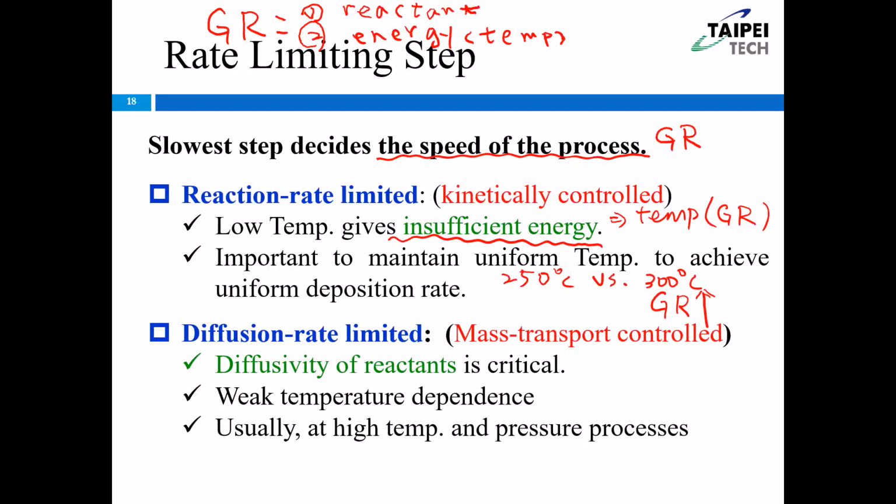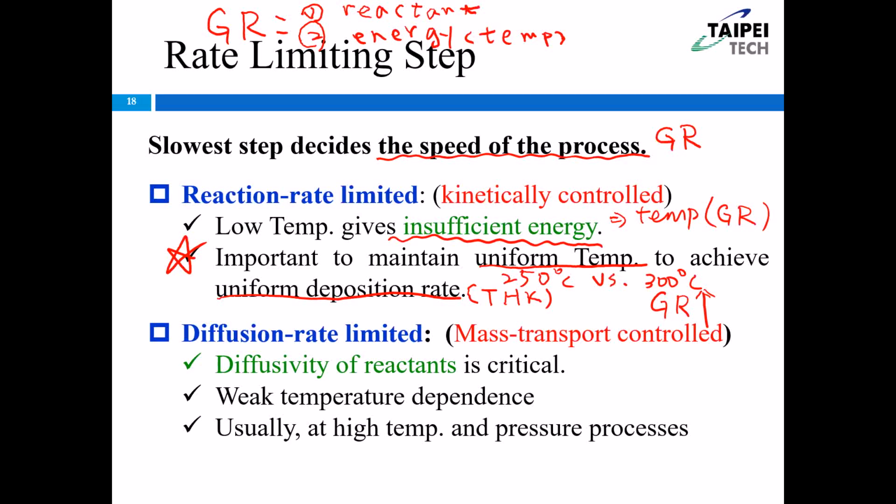Okay. Therefore, it's very important. If your growth rate or deposition rate is reaction rate limiting, it means the growth rate just depends on the temperature. So it's very important to maintain the uniform temperature, in order to have the uniform deposition rate. We want to have the uniform deposition rate because we want to have the uniform thickness. Okay.